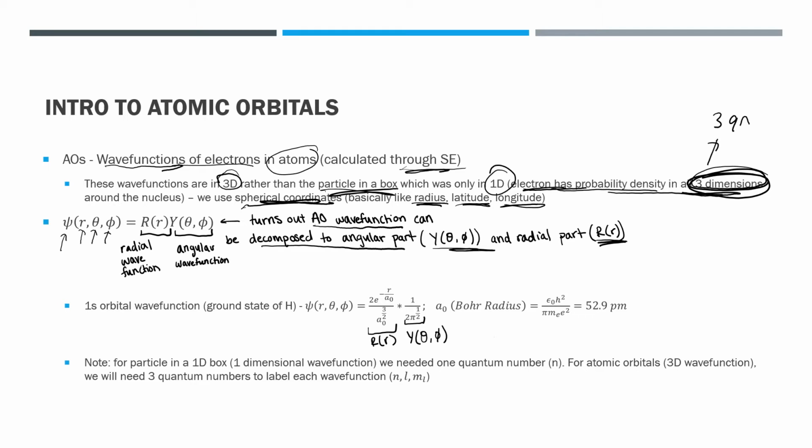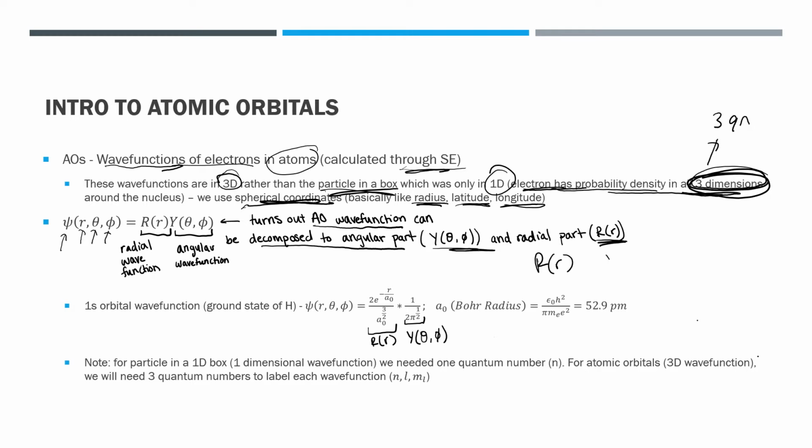So what exactly does R of r mean? Let's discuss these two parts. What is the radial wave function? Basically, this is saying, as I move away from the nucleus, as my radius increases, how does the wave function change? It's basically that simple, because it's only taking in our radius.